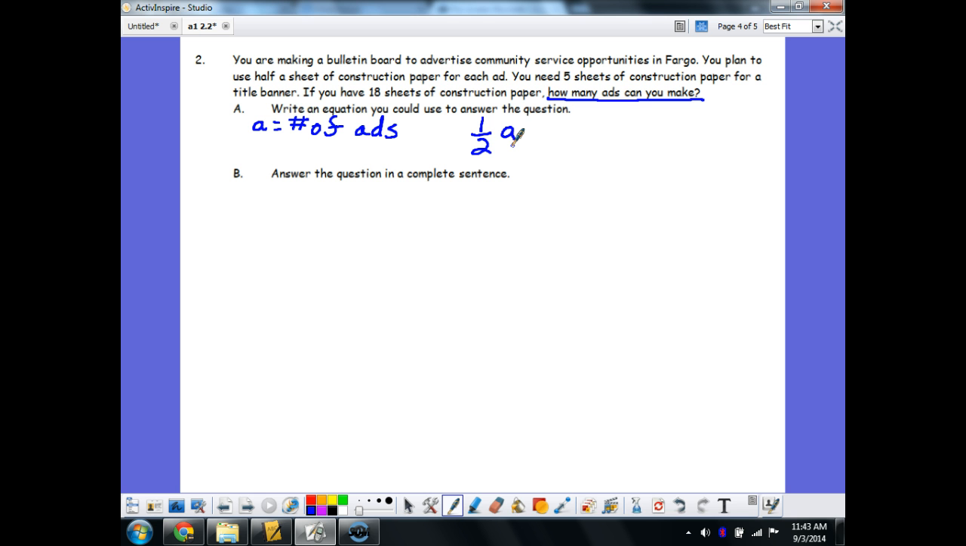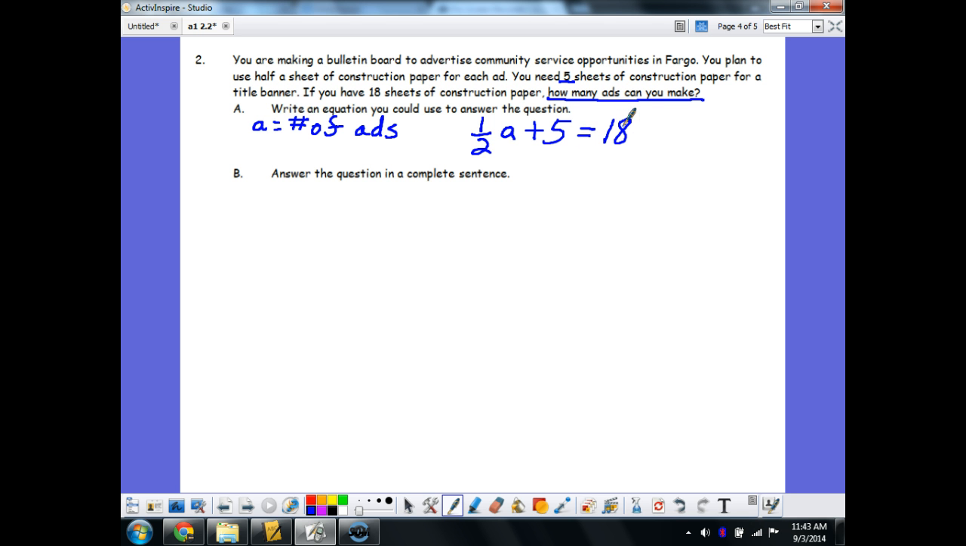We're also going to be using 5 sheets for the title banner. So I'm also going to be using 5 sheets just for the banner. Okay, so if I make 10 ads, that's 5 sheets for the ads, plus 5, I'm using a total of 10 sheets. If I make 40 ads, that's 20 sheets for the ads, plus 5 for the title, that's going to be a total of 25.